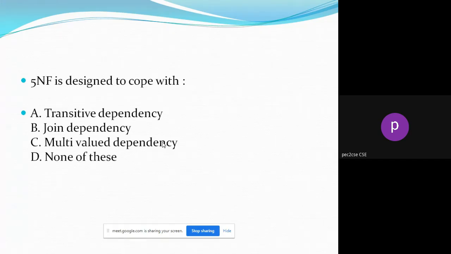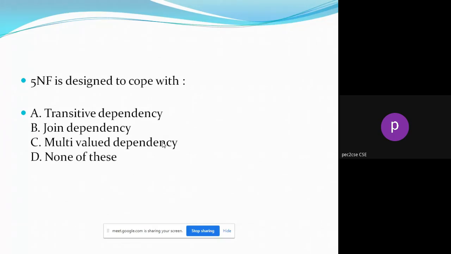Next, fifth normal form is designed to cope with what? Is it transitive dependency, joint dependency, multi-value dependency, or none of this? Joint dependency. Yes, only one person is saying the answer. Fifth normal form is preserving the joint dependency. Transitive dependency, where is it? Third normal form. Third normal form says that there should not be any transitive dependency.